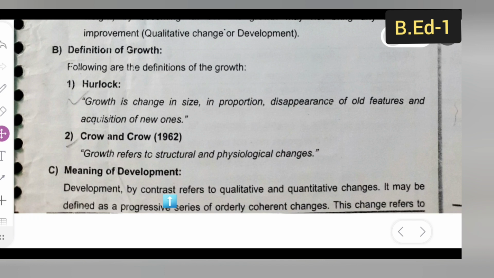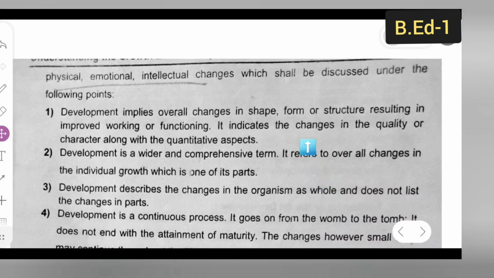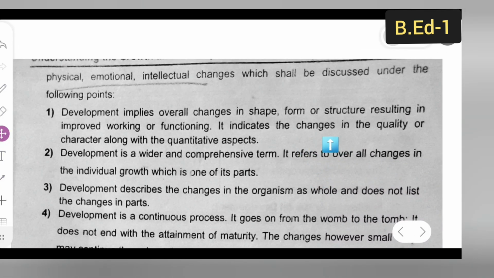Next is the meaning of development. Development, by contrast, refers to qualitative and quantitative changes. It may be defined as a progressive series of orderly, coherent changes. These changes refer to, I'll continue the notes on the next page. I hope you all can see this clearly. Physically, emotionally, intellectually, changes which shall be discussed under the following points.